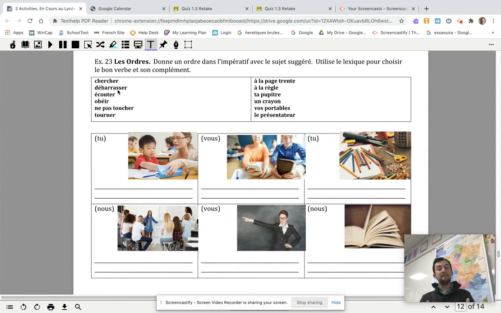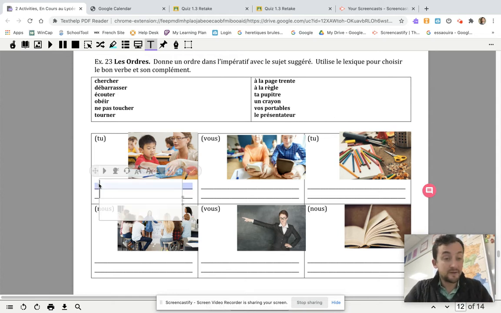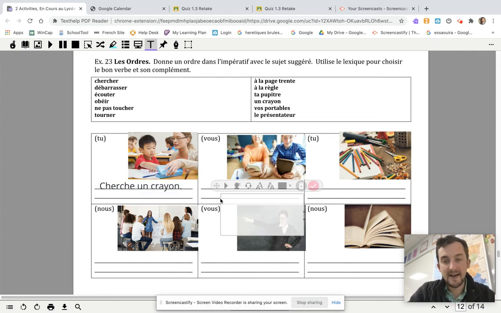So let's say look for a pencil, and we're talking to a child, so we're going to use the tu form. Now, tu, that's E-E-S-E, right? So shouldn't be E-S? No, again, no S in the command form. So cherche un crayon. Look for a pencil. That's a beautiful sentence. Look at that.